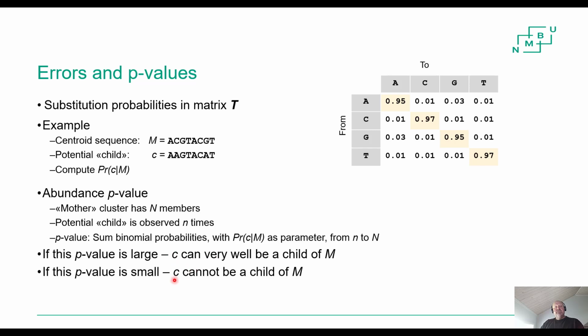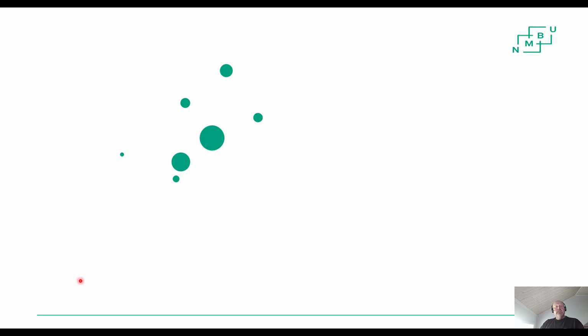So here is where we make a decision of whether this read here should belong to this cluster or not, depending on this abundance p-value. Let me show you an example again, which is similar to what we saw with the identity or similarity clustering. Here we have some reads again, and the size of the blobs is the copy number of the reads, right? And again, the distances you see here reflect the similarity between them.